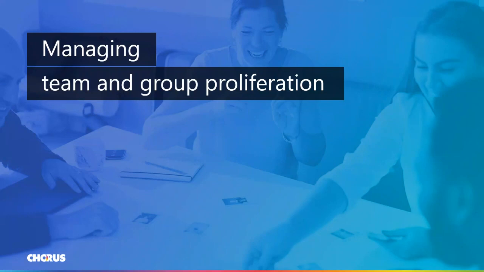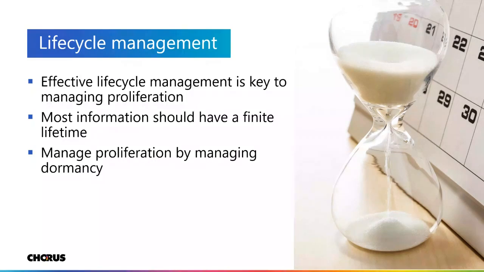So first of all, managing team and group proliferation. The key to this is really effective lifecycle management. Most of the information you create, most teams and groups and SharePoint sites, should have a finite lifetime. I think we're all hopefully moving away from the idea that every piece of information you create, you keep forever. So you manage proliferation by managing dormancy, by looking at that information that's no longer used, no longer required, and cleaning it up.